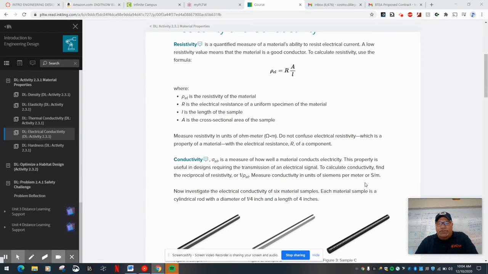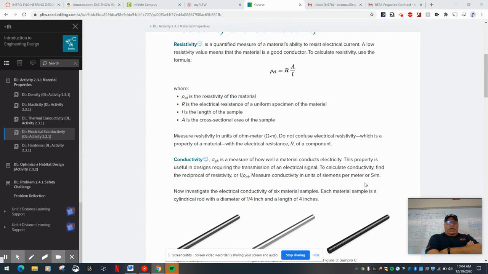Ohm meters. Do not confuse electrical resistivity, which is a property of a material, with the electrical resistance R of a component. The resistance R of a component is different. That's part of a circuit.